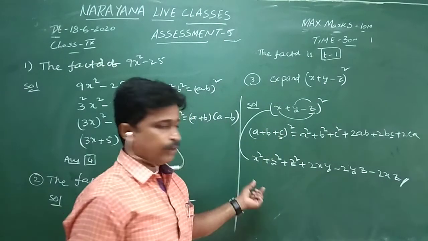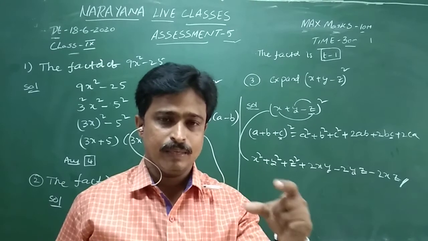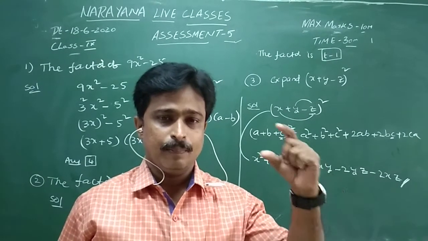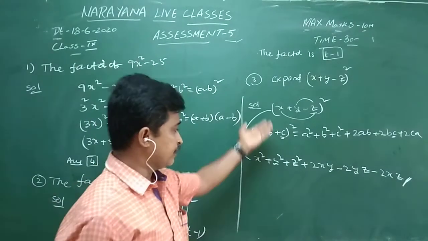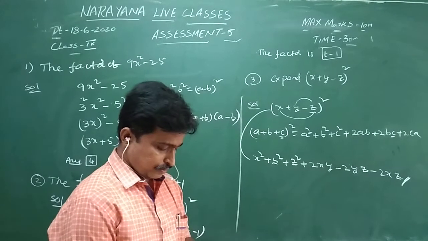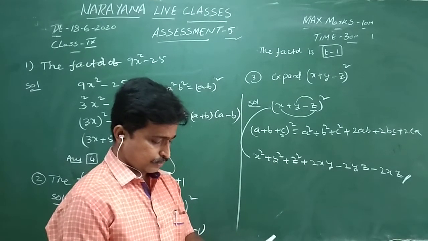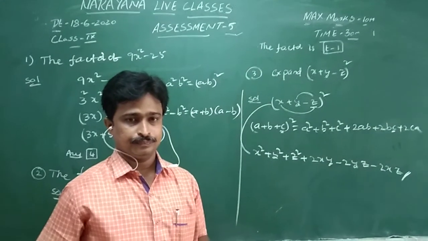Okay, this entire problem depends on a plus b plus c whole square. The formula for a plus b plus c whole square is equal to a square plus b square plus c square plus 2ab plus 2bc plus 2ca. Just observe the problem. There are 4 options given and the correct option is the 4th option. Okay, note down.